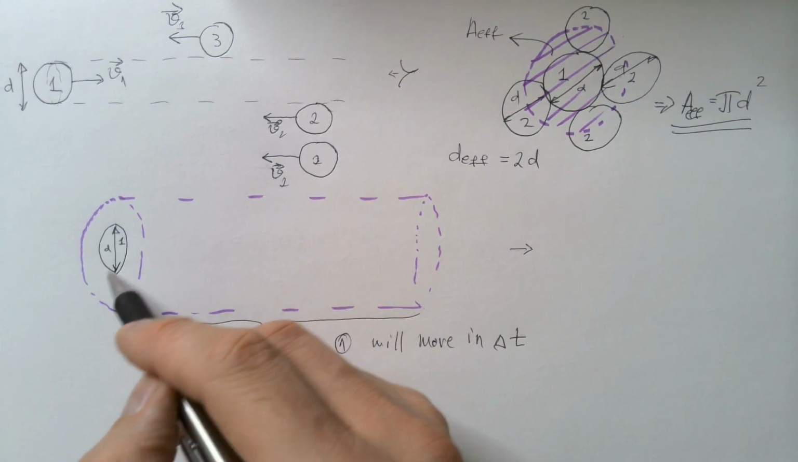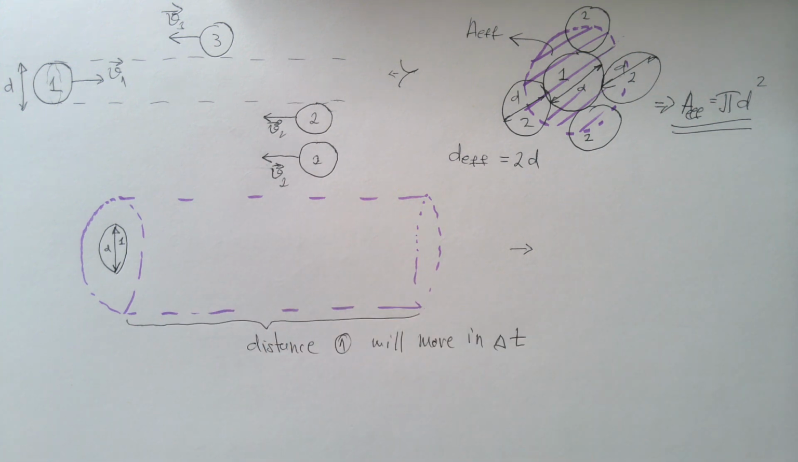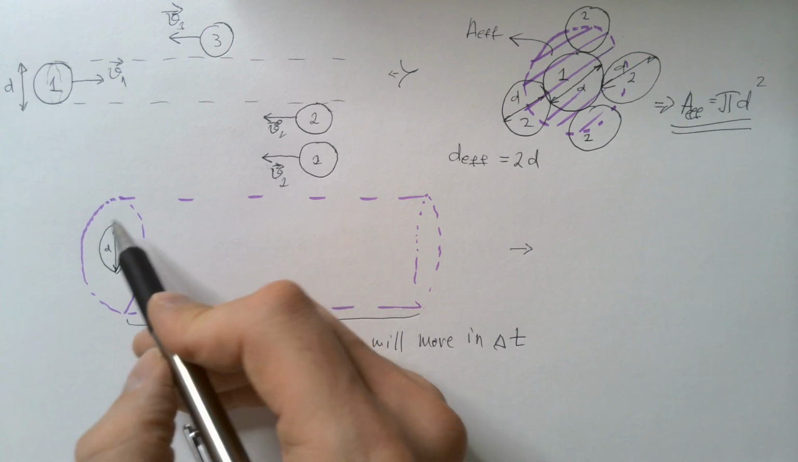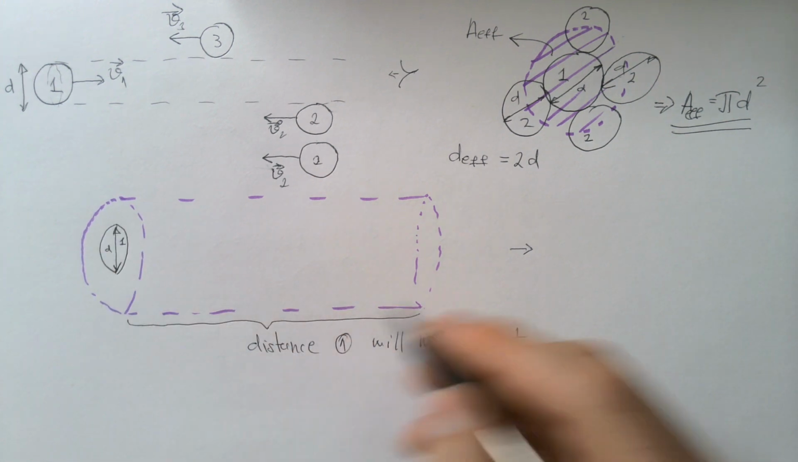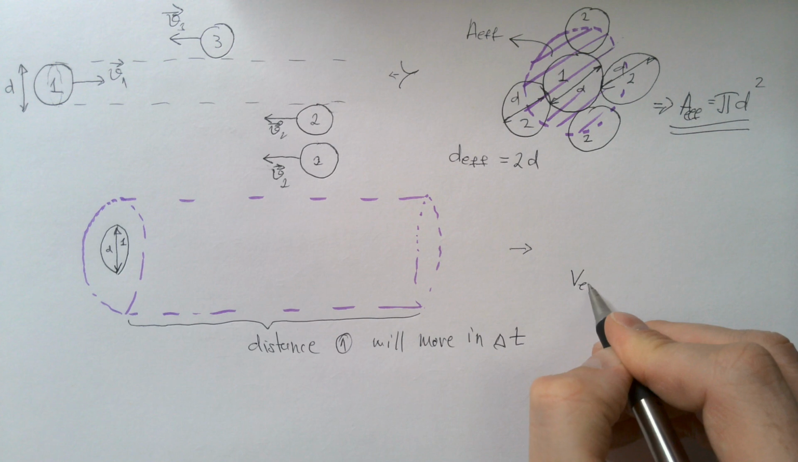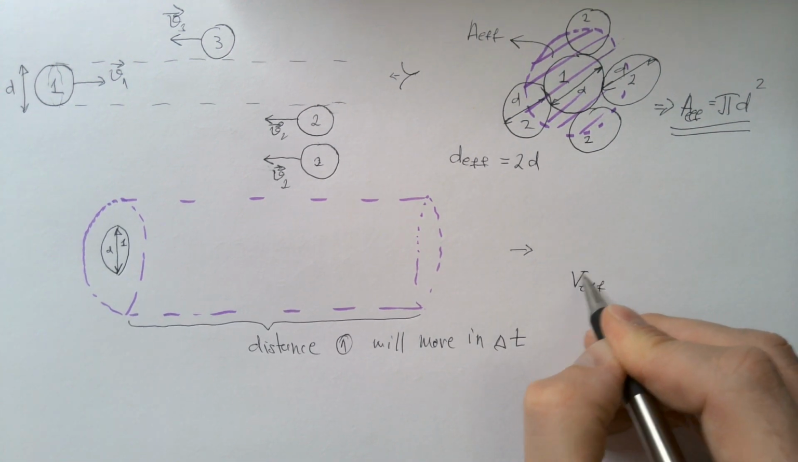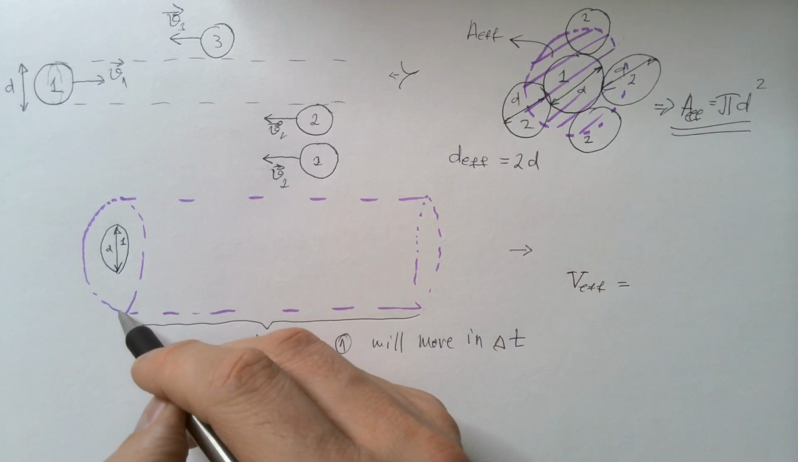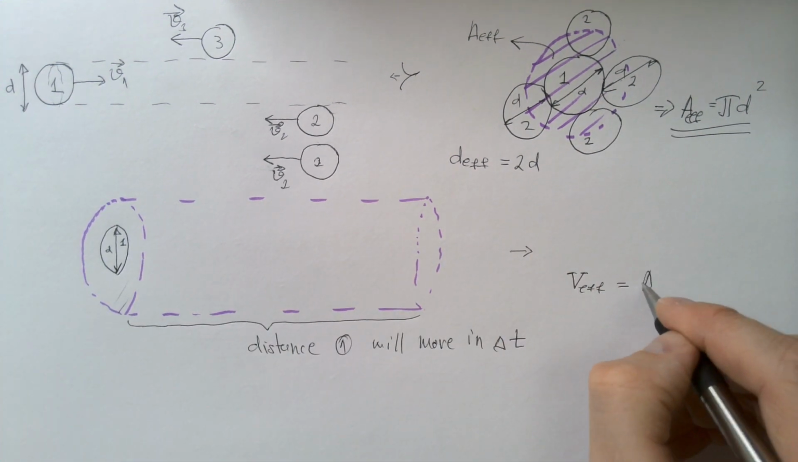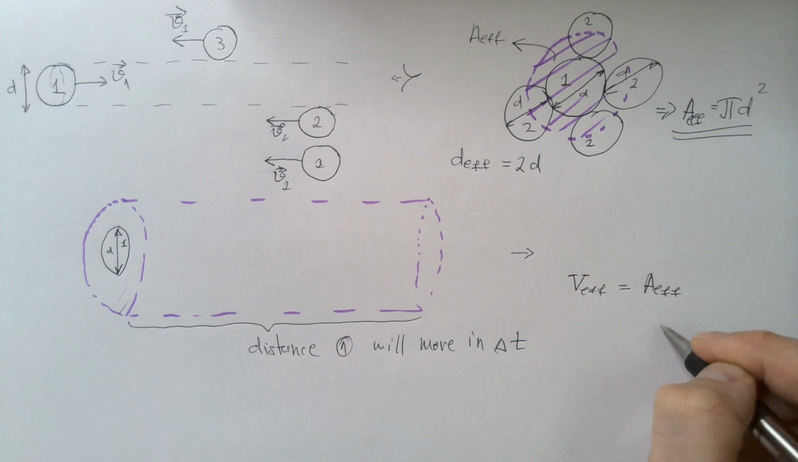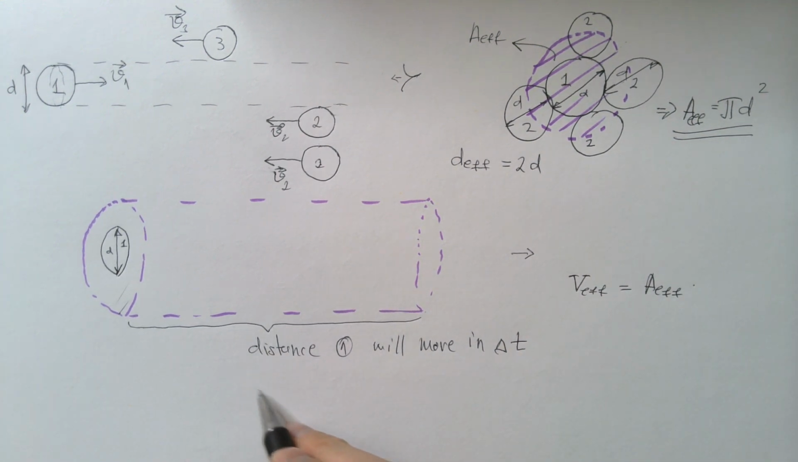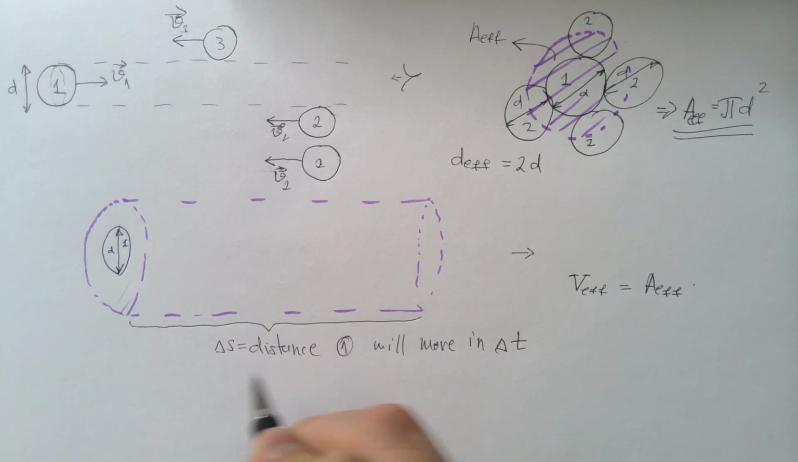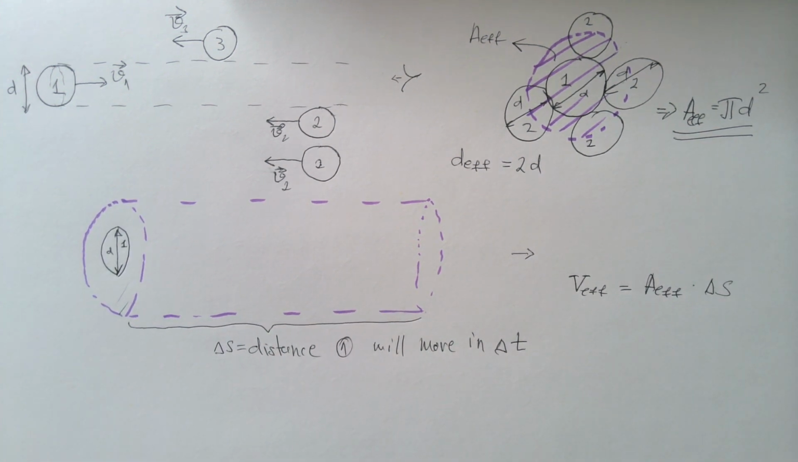First, let's discuss what is the volume that will be swept in this time delta t. And by volume, I mean effective collision volume. So V effective, that's volume, not velocity, is equal, of course, to this effective area times this distance in time delta t, let's call this distance delta s, times this distance delta s.